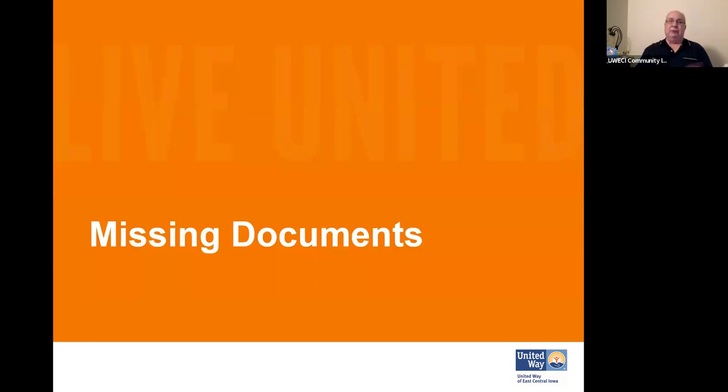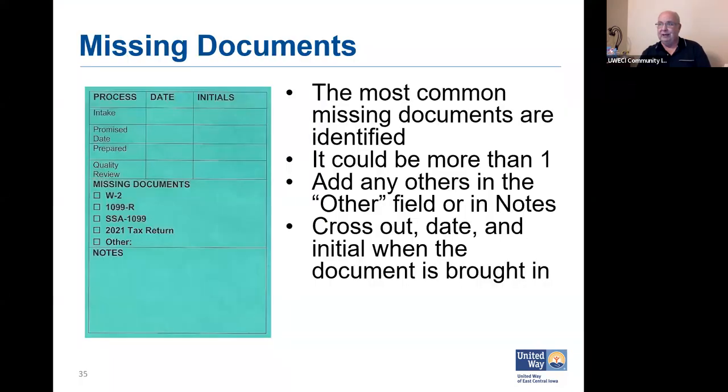So now we've gone through a basic process flow where we've interviewed, whether in-person or not, we've done the prep, we've done the quality review, and we've given it back to them. All we've got left is the 13614 initial ready to be e-filed. So what happens with missing documents? This is the one that always causes us the most headaches, okay?